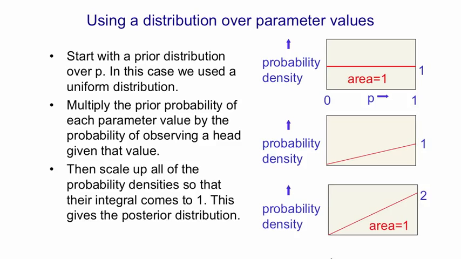So the last thing we do is we renormalize it. We scale everything up so the area under the curve is 1. And now if we started with a uniform prior distribution over p, we end up with this triangular posterior distribution over p, having observed one head.